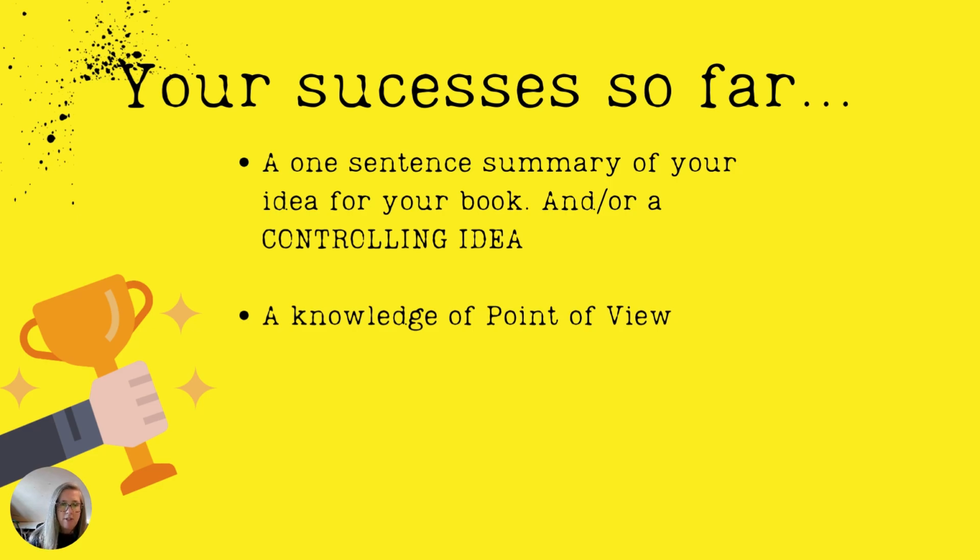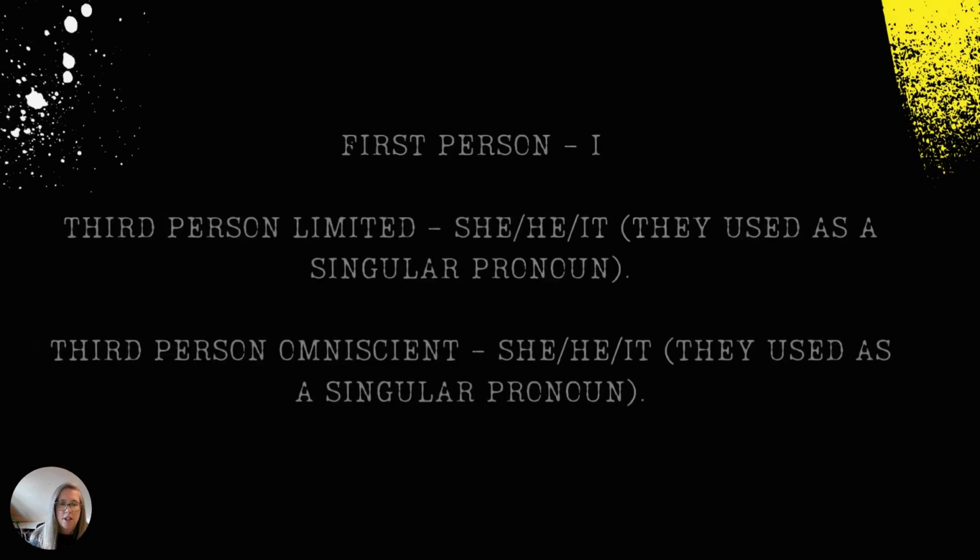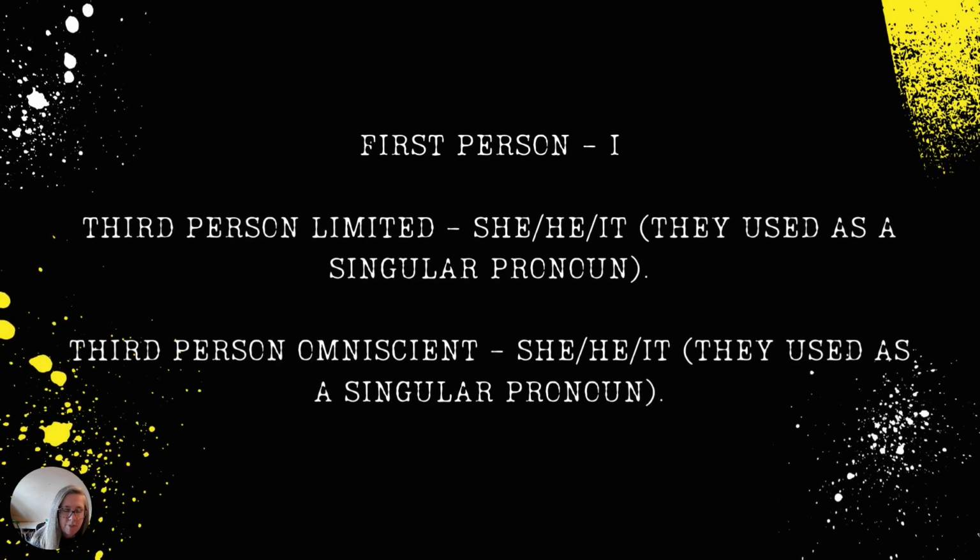So very briefly, point of view, because I don't want to get too deeply into it. You are going to write the story probably from one of these 3 points of view. There are more, but these are probably the 3 that you're going to choose from. So the first one is first person, I. So the main character is speaking as themselves. I did this, I did that.